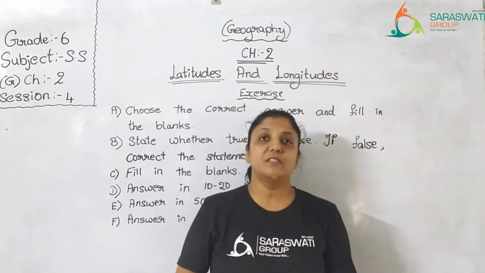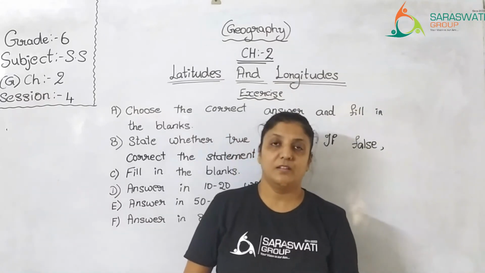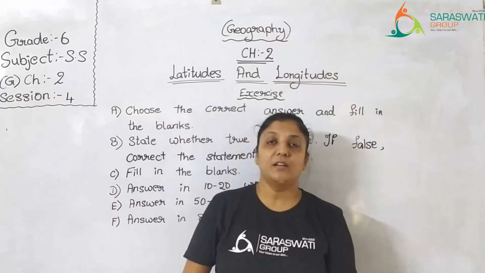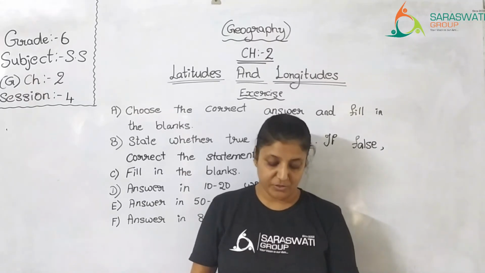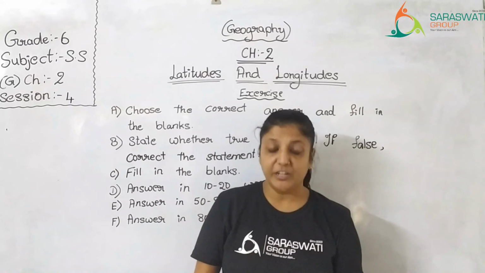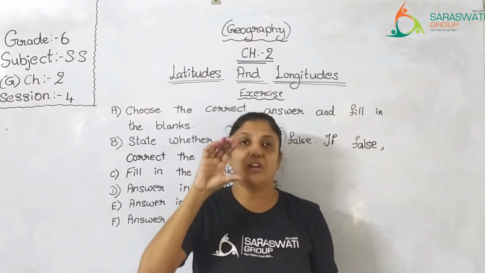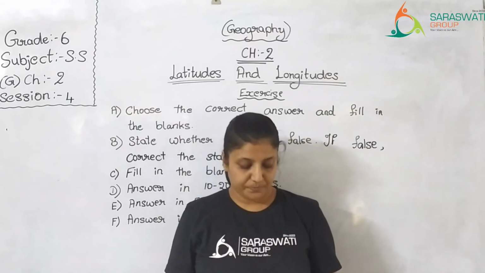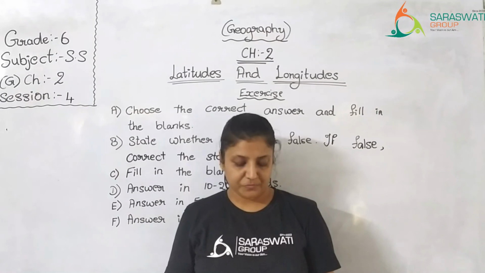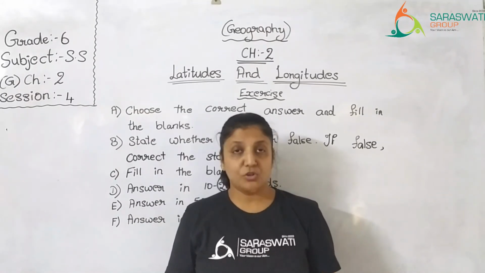Next is the answer in 80 to 100 words. Right? So you have to write a very lengthy answer. So question first one: Describe the three heat zones of the earth. You have to write a small paragraph for each heat zone. So the answer is, the three heat zones of the earth are, first one, torrid zone.